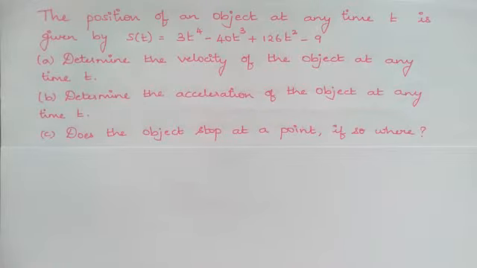So these are general concepts we need to know. Velocity of an object can be identified by taking the first derivative of the function. Acceleration of an object can be identified by taking the second derivative of the function, since acceleration is nothing but the change in velocity with respect to time. The third subdivision, does the object stop at a point? If so, where? This third question we'll discuss at the last. Now first let's find out the velocity of the object and the acceleration of the object.